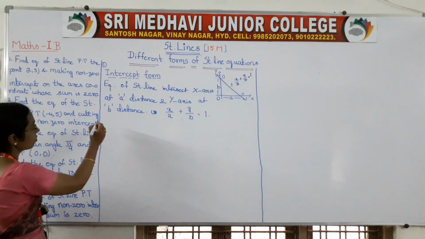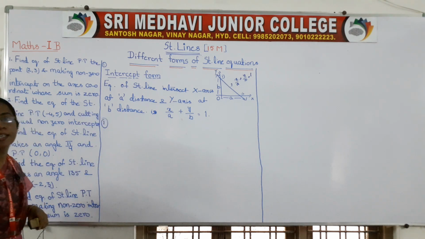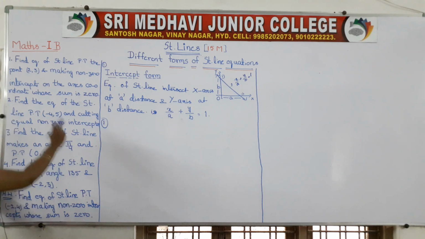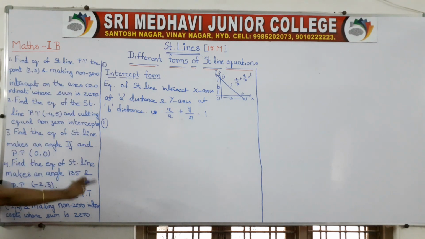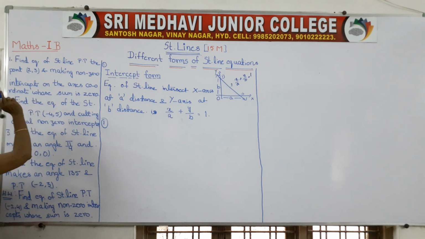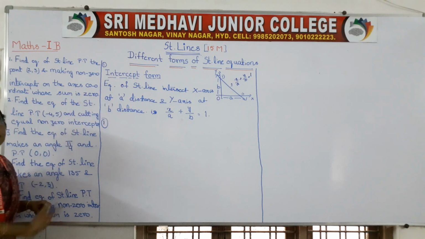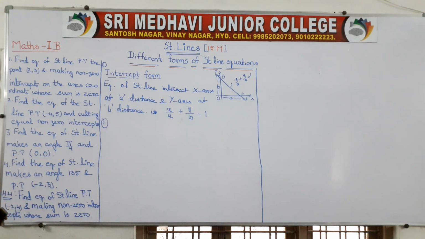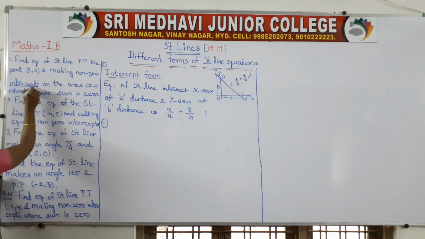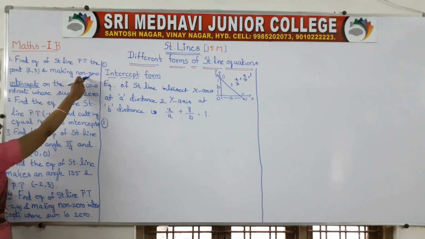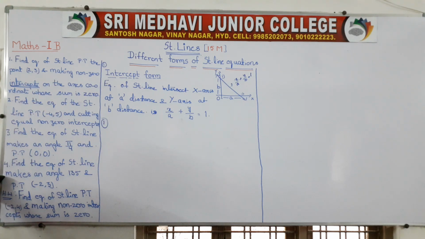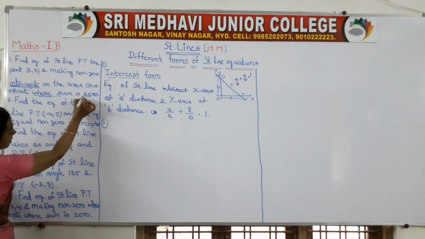So now we will solve one problem based on this intercept form. See the question, this is our first question. Find the equation of the straight line passing through the point (2, 3) and making non-zero intercepts on the axes of coordinates whose sum is 0. Why am I saying it is based on the intercept form? Here it is given that the line makes non-zero intercepts, and the sum is 0.